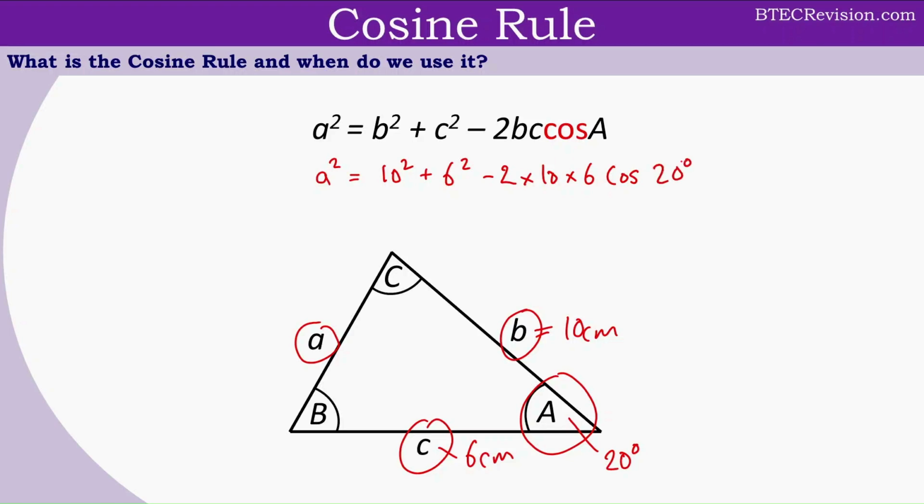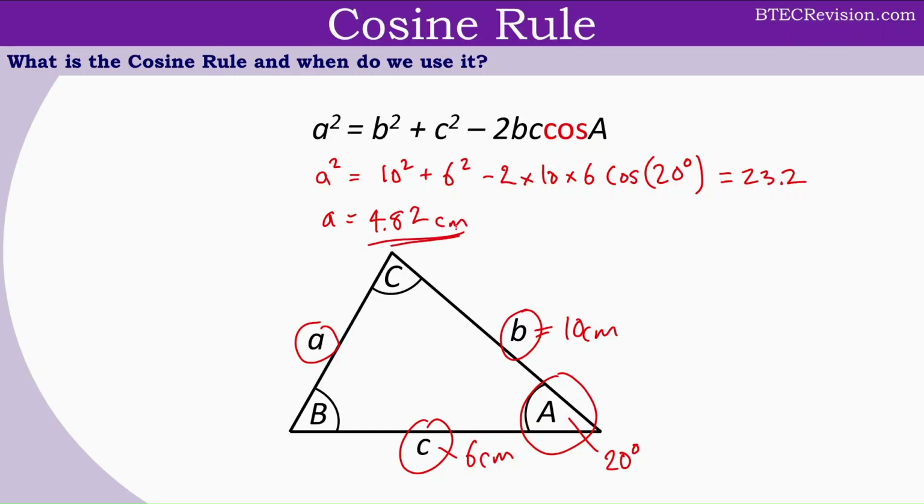20 degrees. Remember, when plugging in the value 20 degrees, make sure the unit in the calculator is set to degrees. And this gives us a value of 23.2 to 3 significant figures. Square rooting our answer, we can get our value for a. Therefore, a is equal to 4.82, and the unit we're going to use is centimeters in this case.